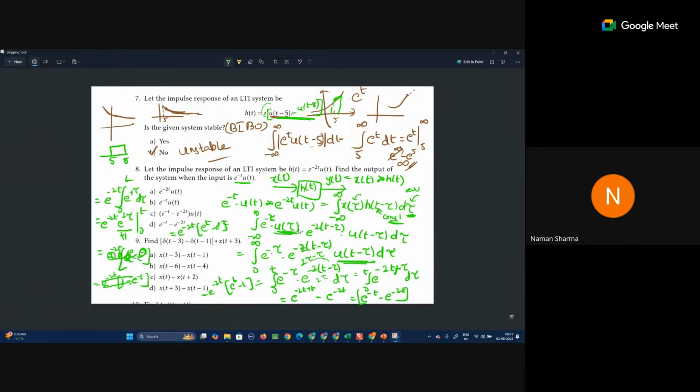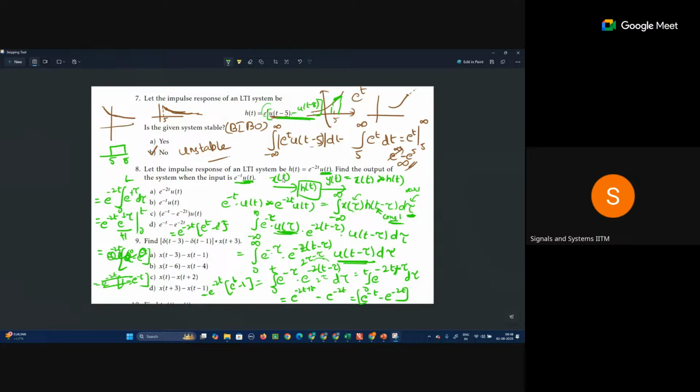Option D. Actually it is not option D, because we have to see that there is u of t over here, right? So only the positive region will be there, because of u of t.